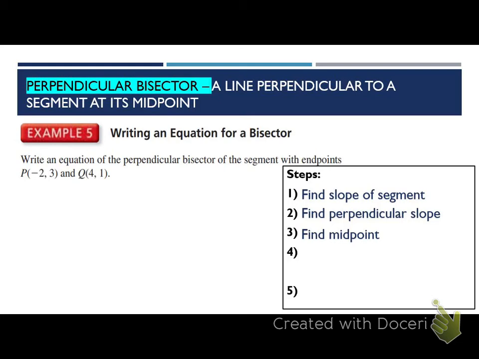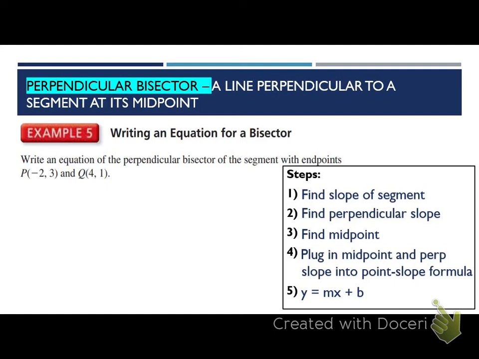So find the midpoint. After that, you have a point and a slope. You're going to plug the midpoint and the perpendicular slope into the point slope formula. And then how do we want our answer to look? Slope intercept. So y equals mx plus b. That's step 5. Rearrange it, solve for y. Y equals mx plus b.